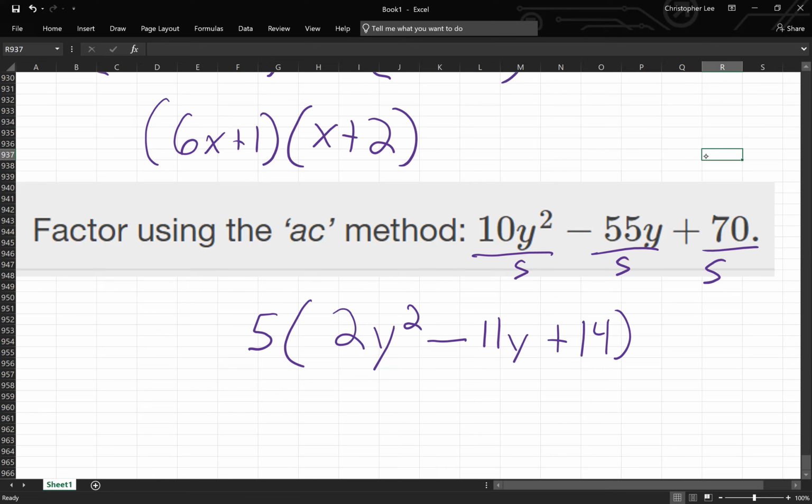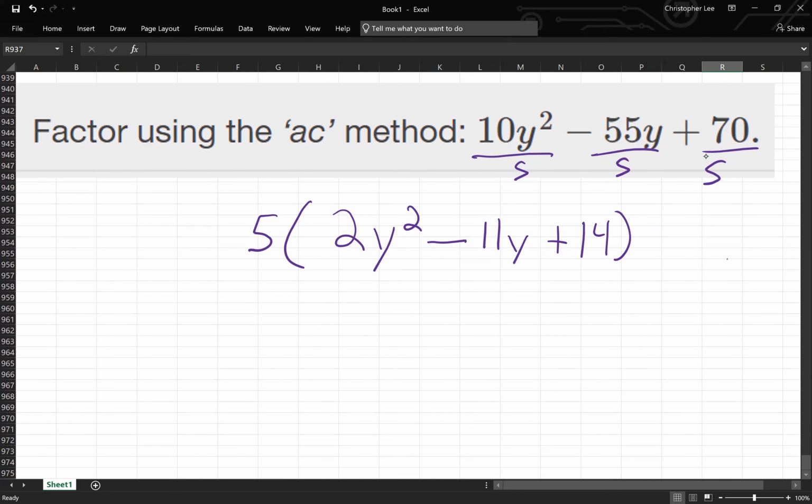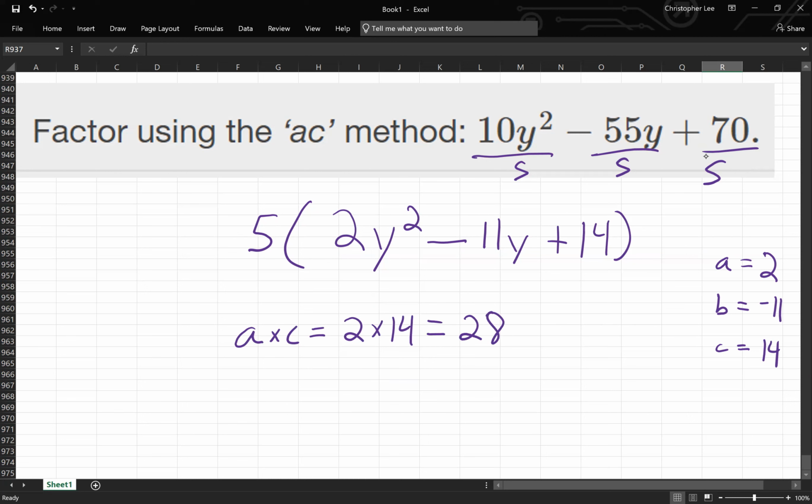So now, let's use that AC method. Help me out. What's A? What's B? What's C? A is what? 2. What's B? Negative 11. Very good. And what's C? 14. Very good. So now I want to do A times C, which is 2 times 14, which is what? 28. Excellent.